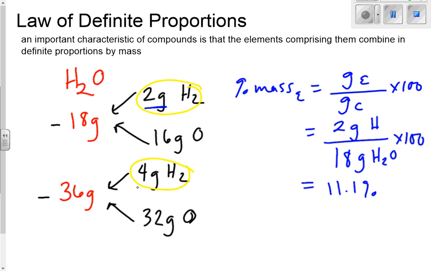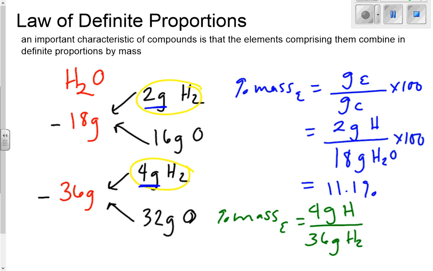So even when we have a 36-gram sample, 4 grams, again, is going to be 11.1%. So we can try that out. Let's use a different color here. So if I look at this larger sample, remember to figure out the percent mass of that element, you're going to have grams of that element. So hydrogen, we had 4 divided by 36 grams of water times 100. 4 divided by 36 times 100, and you again get 11.1%. So that's going to be consistent with any sample of water. It's always going to be 11.1%.